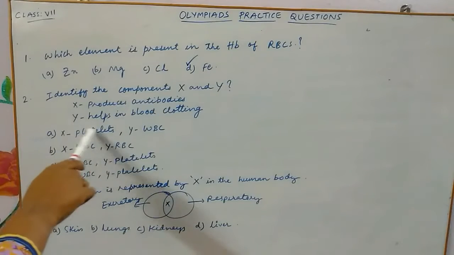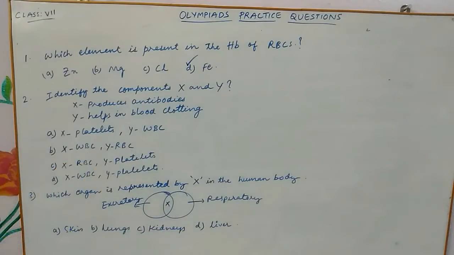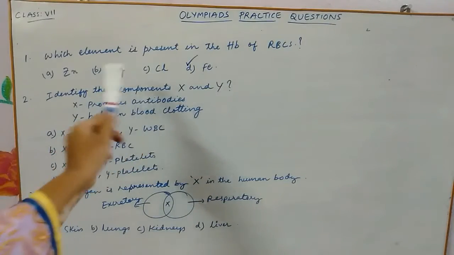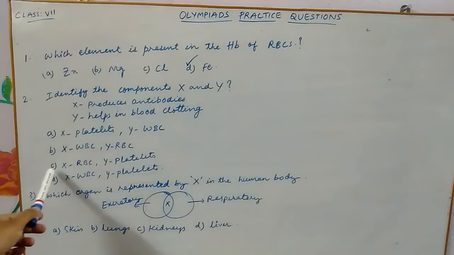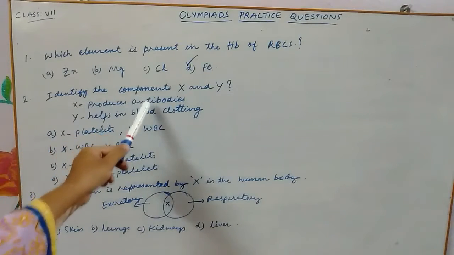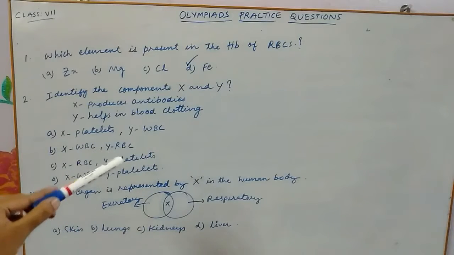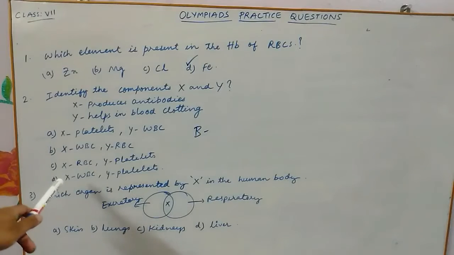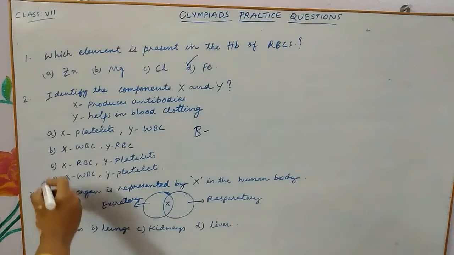See the first one, X platelets and Y WBC. So platelets, do they produce antibodies? Wrong. WBCs, do they help in blood clotting? No. The correct option is this, children. X produces antibodies, that is WBCs, a particular type of WBCs called B cells. B cells produce antibodies, okay? And Y, the platelets, help in the blood clotting. So which should be the right option? D should be the right option here, okay, children?